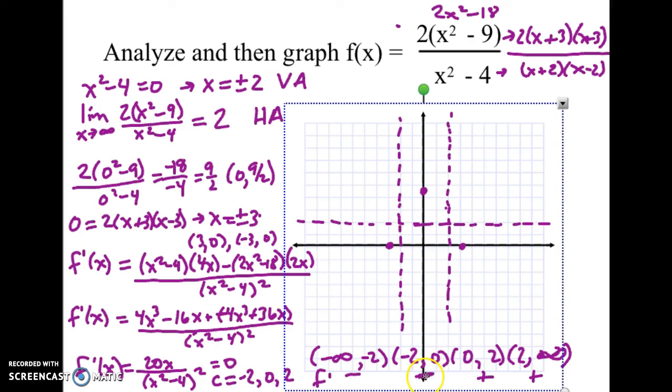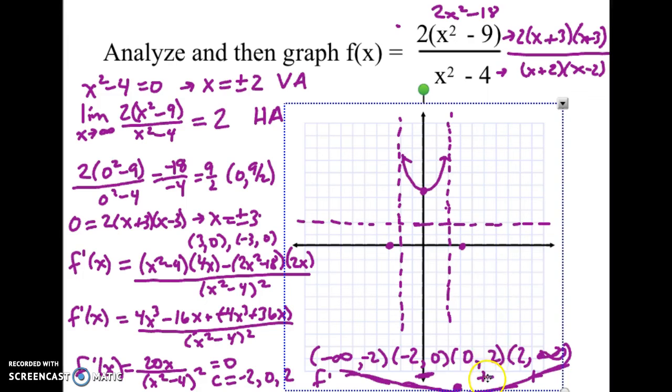But 0 is a relative max or min because the first derivative did change sign. Since the first derivative changed from negative to positive, that means the function changes from decreasing to increasing. So the function's decreasing here, increasing here, increasing here. So 0 is a relative min. This point here is a relative min. We already calculated the y value, so we know this is a min. So it's going to go like that.